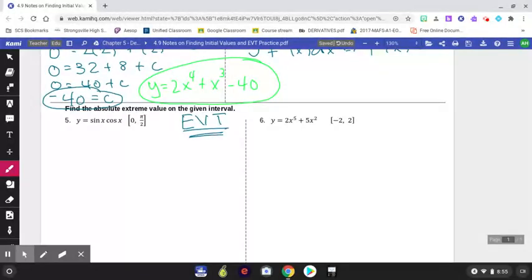So your job is to finish this paper to the best of your ability and turn it in. We will go over it when we are back in person all together. And if you have questions, feel free to email me.